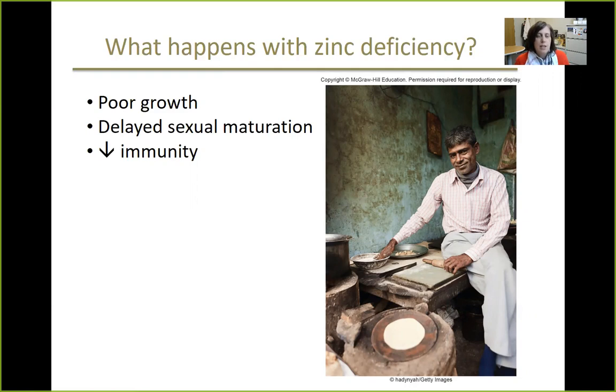With zinc deficiency, it can lead to poor growth, and we'd see this especially in children, who would be the highest concern. It can lead to delayed sexual maturation, again, something that would happen during the puberty stage of life. And then also it can decrease immunity. Now that can be an effect throughout a person's life.